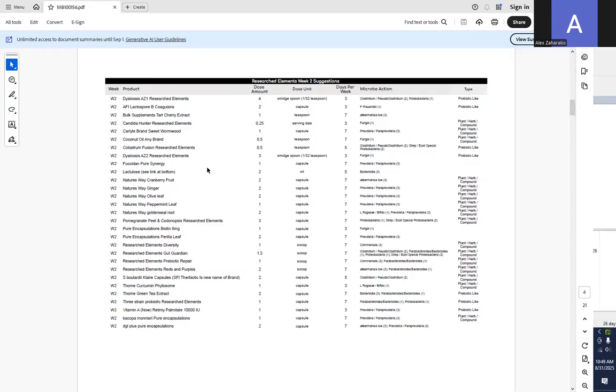So week 2 suggestions looks exactly the same, except that the item that was crossed out here is no longer crossed out. Otherwise, they have the same kind of format. Week 3 suggestions here, right? Some of these will increase per week in terms of the dose amount. So you want to take a look at that and make sure you're paying attention to that.